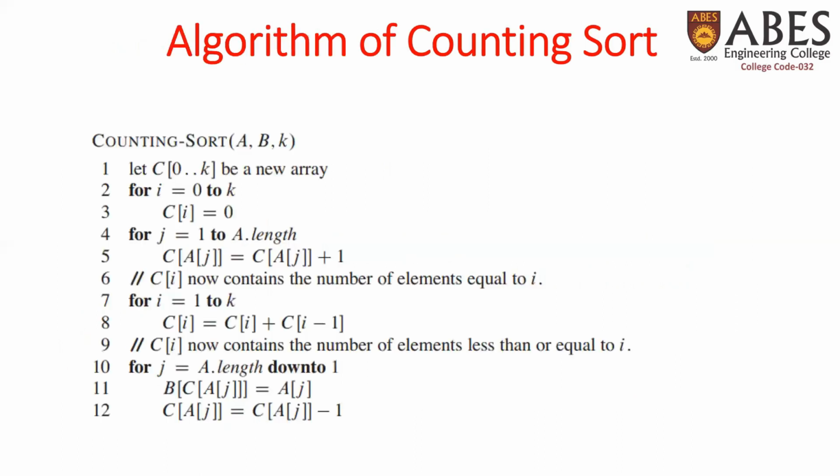Here you can see that you are passing three values. First, A is the array which you want to sort, B is a temporary array which will be useful for storing the sorted elements, and K is the maximum element of your given array. It means K defines how large an element you have taken. Here you need to arrange a new array that is called the count array. Here you are defining it as C.